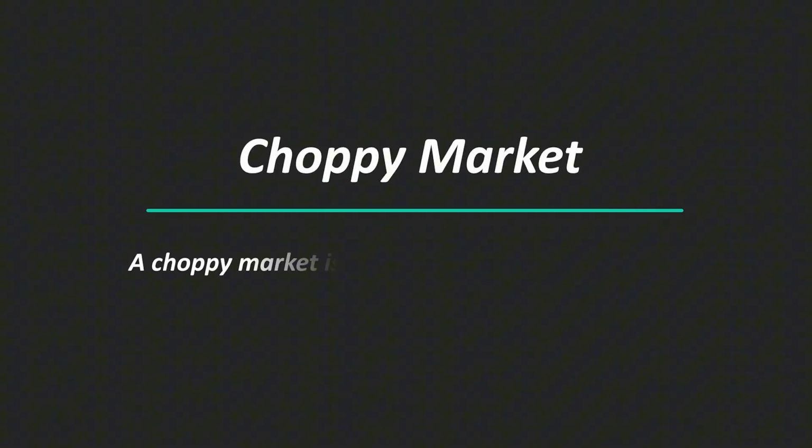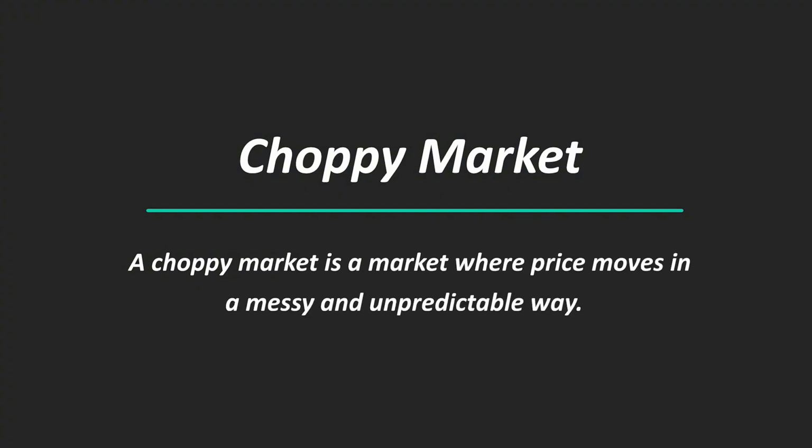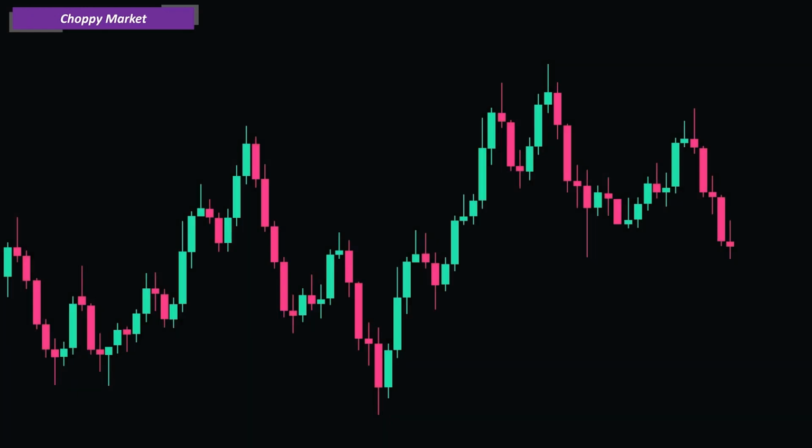Next up, we have choppy markets. A choppy market is a market where price moves in a messy and unpredictable way. Instead of following a clear trend or staying in a clean range, the price keeps moving up and down with no clear direction. It creates many false signals, making it difficult to trade.